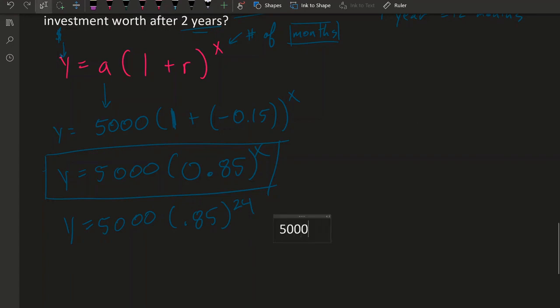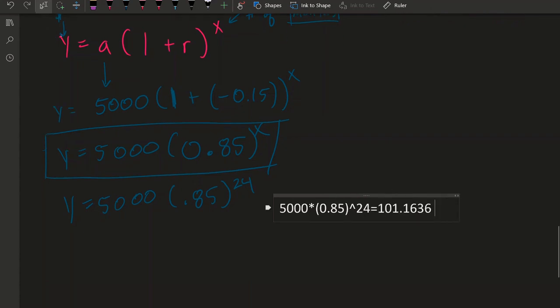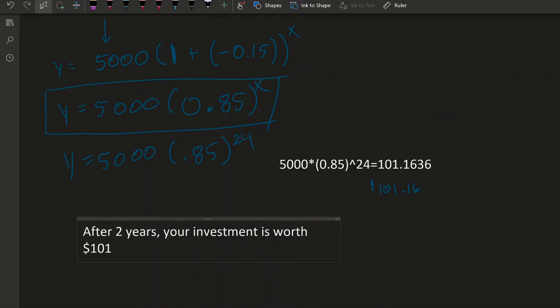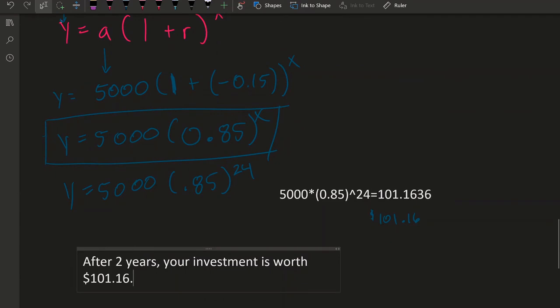And I can go ahead and just use my calculator here. 5,000 times, oh, I forgot the asterisk there, 0.85 to the 24th power. 101.1636, but of course we're talking about money here, so we would round to 101.16. So this is a word question. We should answer in words. After 2 years, your investment is worth $101.16. So you should probably change the location of your taco truck to make sure that you are growing your investment. But that is how we solve exponential growth and decay problems.